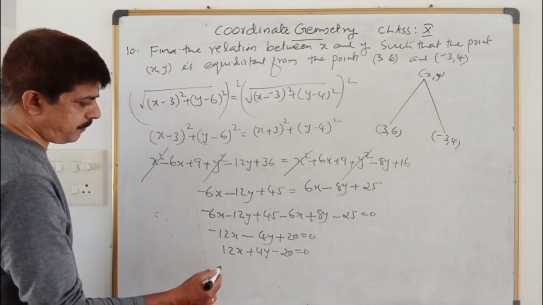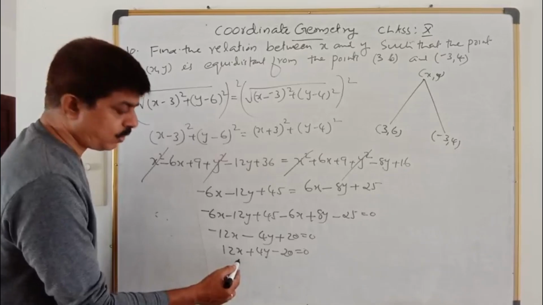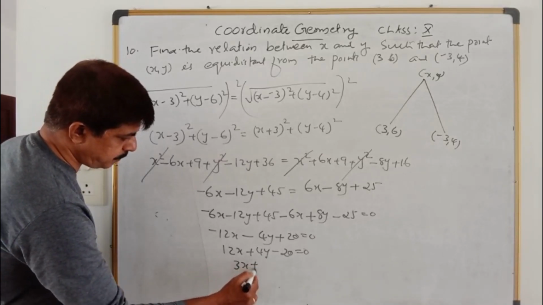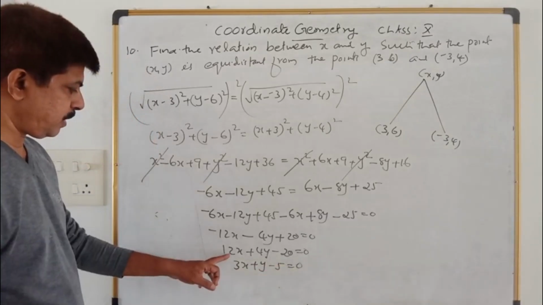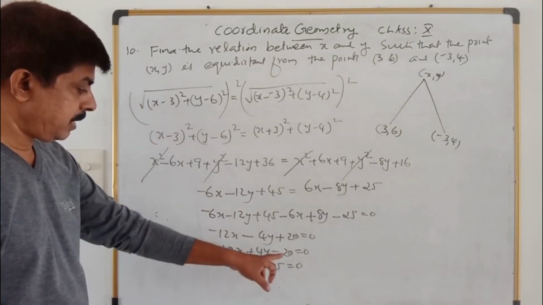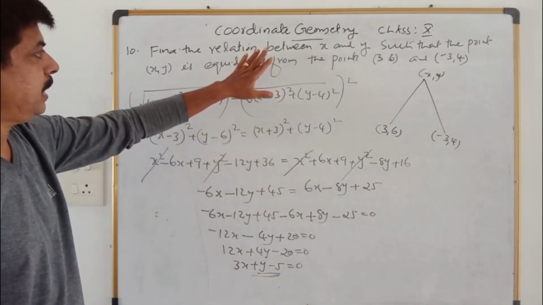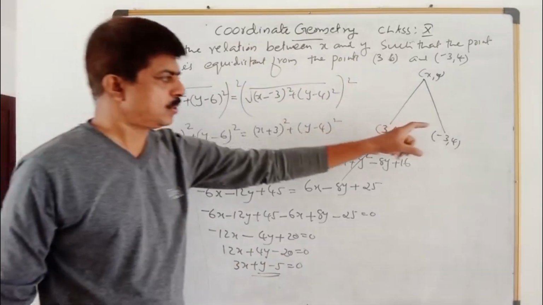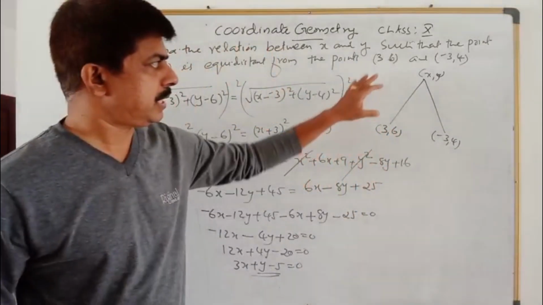Now we can write the simplified form. We can cancel by 4. Then the equation becomes 3x plus y minus 5 equal to 0, since 12x divided by 4 is 3x, 4y divided by 4 is y, and 20 by 4 is 5. This is the relationship between x and y. Okay. So students, we have come to the end of this lesson.